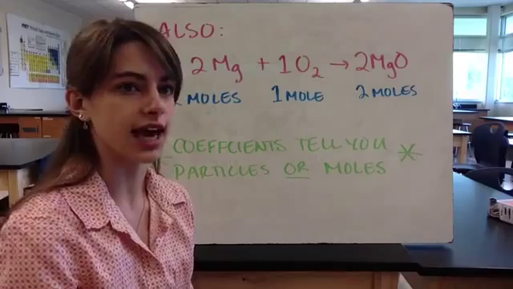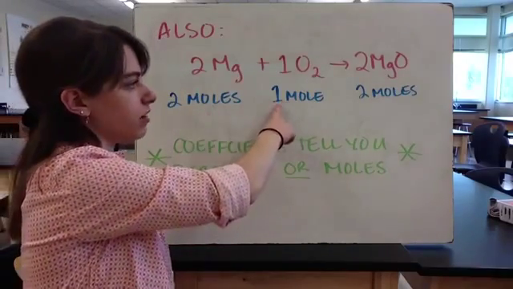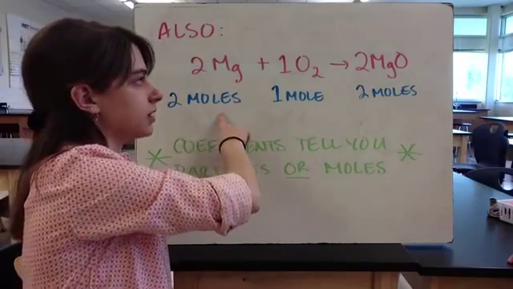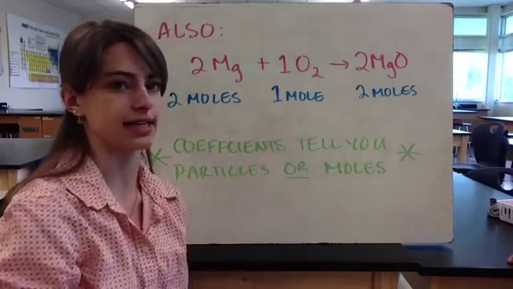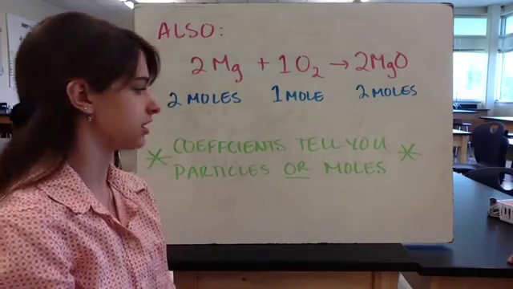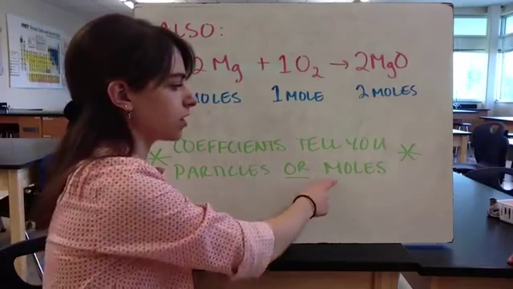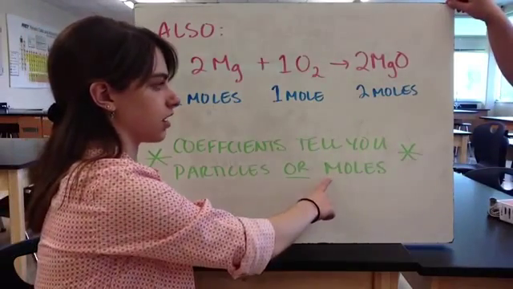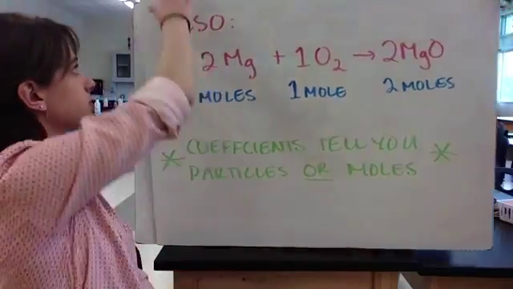We can also look at that as 2 moles of that particular substance reacting with 1 mole to produce 2 moles. So 2 moles of magnesium reacting with 1 mole of oxygen gas to produce 2 moles of magnesium oxide. Our coefficients tell you both the number of particles or the number of moles. It can be used for either of them. We are going to focus on the coefficients telling us the number of moles involved in a reaction.